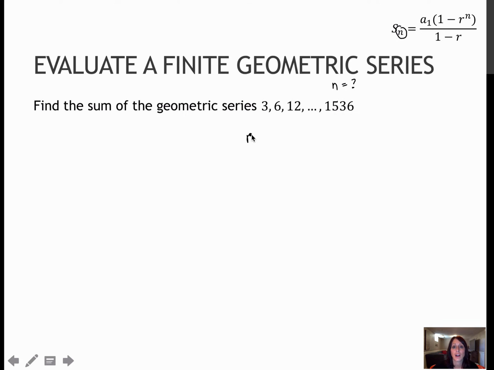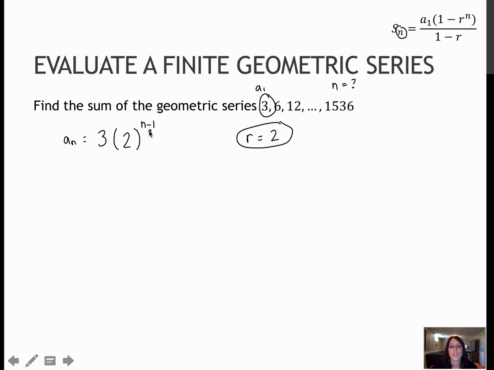We can, of course, find r, just as we did before. 6 divided by 3 is 2, 12 divided by 6 is 2, etc. So r is 2, and obviously my first term is 3. So I'm going to use that formula that says a sub n is equal to the first term, which is 3, times the common ratio, which is 2, to the n minus 1.